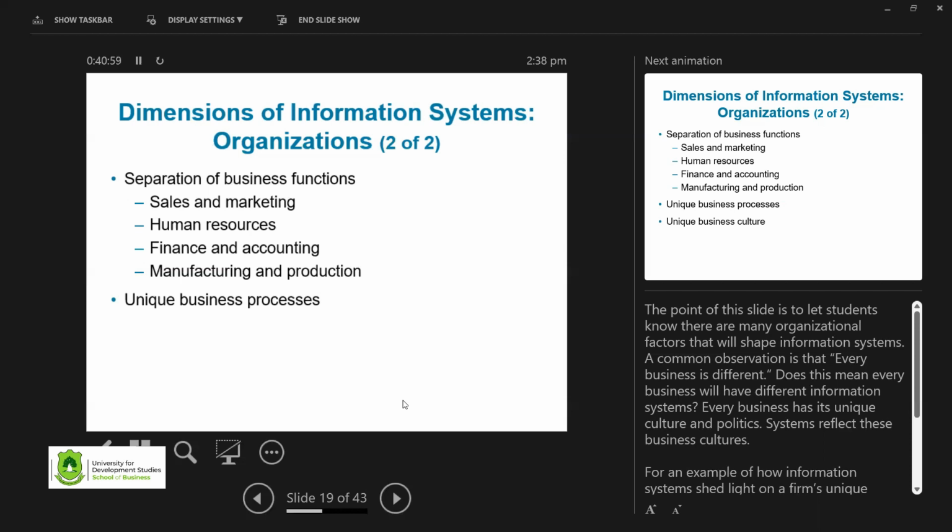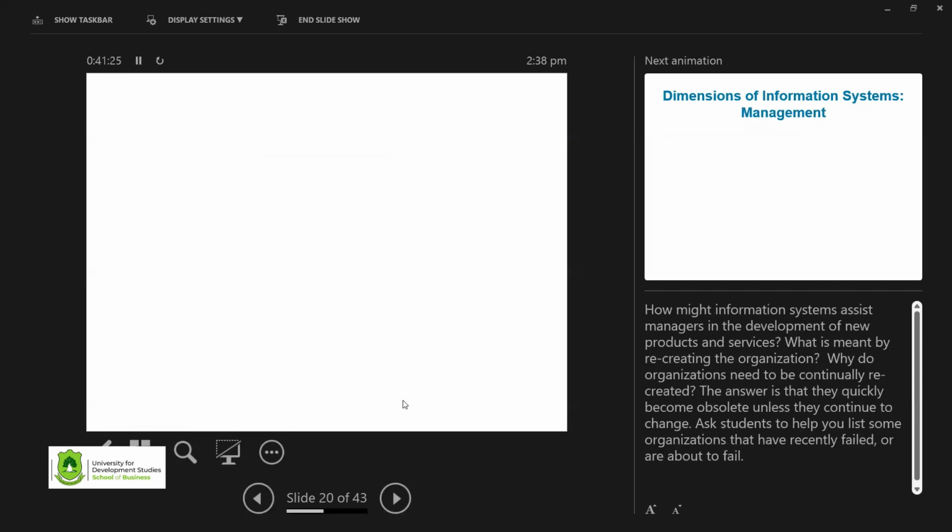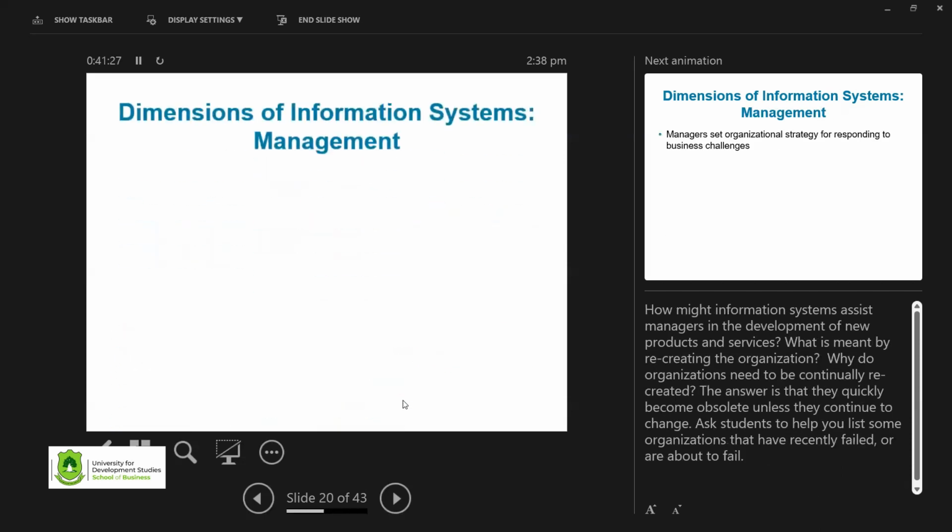So for instance, while the sales and marketing guys will use a customer relationship management information system, the guy here, human resource, will use human resource what? Information system. And that system will be used to maybe do adverts, recruitment, and other things. Then we also have the finance and accounting. They will also use a different software or system altogether, as well as the manufacturing and production. Okay.